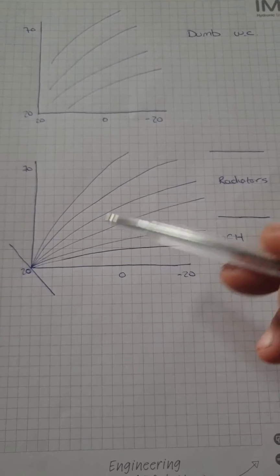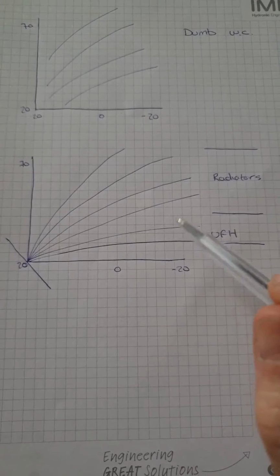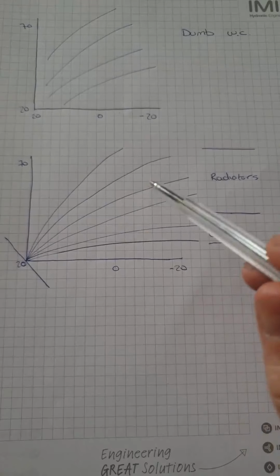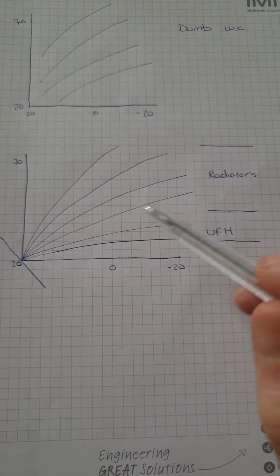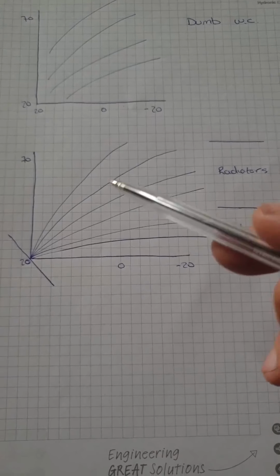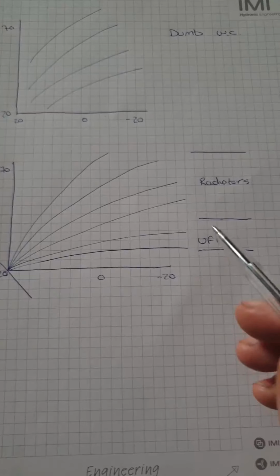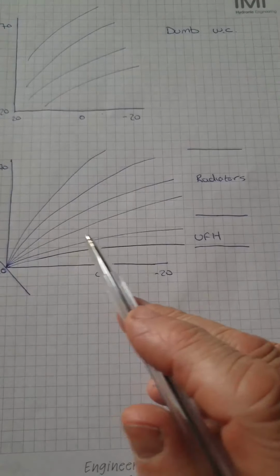This could be on as many circuits as you want. You could have multiple mixers here. They could all have their own temperature and time programs so you could have them running at different curves and slopes and time programs and everything. Underfloor heating, by the way, runs at very, very low temperature here.